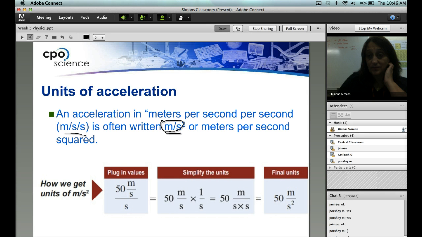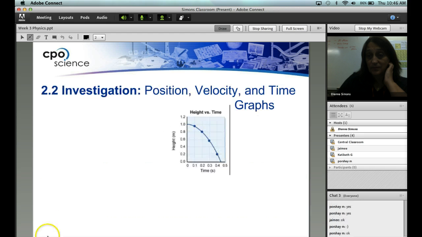And we already went over how we got it. So now what we're going to look at is some position, velocity, and time graphs. So this particular graph, what we're looking at is height and time. Or we could call this, if not height, it could be position, right? Position meaning that, I'm trying to write sideways.